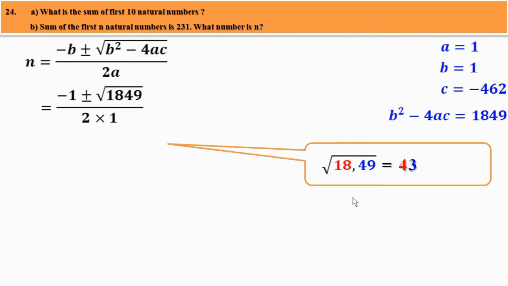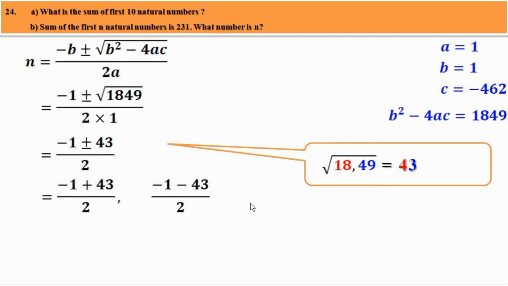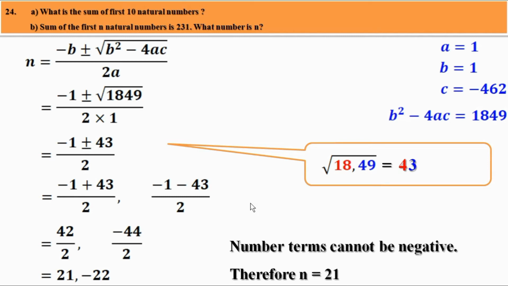That is root of 1849 is 43. Now replacing, we will get minus 1 plus or minus 43 by 2. That can be written as minus 1 plus 43 by 2 or minus 1 minus 43 by 2. Minus 1 plus 43 is 42, so it can be written as 42 by 2, and minus 1 minus 43 is minus 44, so it can be written as minus 44 by 2. 42 by 2 is 21, minus 44 by 2 is minus 22. Number of terms cannot be negative, so the value of n is 21.